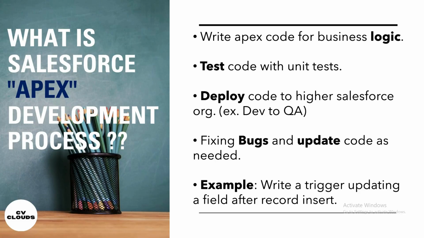Let's consider an example, like writing a trigger for updating a field after a record is inserted. So once the record is inserted, we want to perform some operation like updating a field. Then we can do that using the trigger automation we are writing in Apex.